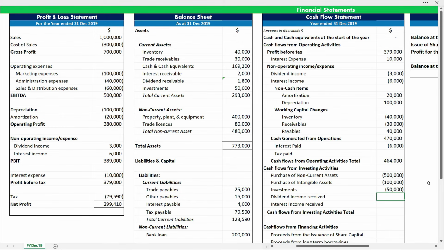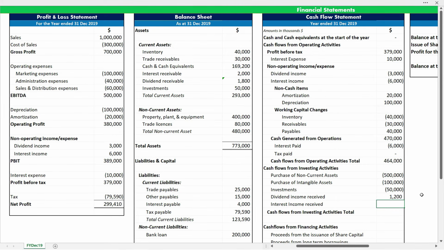Now let us talk about dividend income received. Here is the dividend income, that is $3,000. And this is income, this is the profit and loss statement. It doesn't mean you also received that. But if you didn't receive it, it must be receivable in the balance sheet. So my P&L says my dividend income is 3,000, and from that 3,000 my receivable is 1,800, which means that I must have received 1,200. So since it is received, the money is coming in. This is a positive value of 1,200.